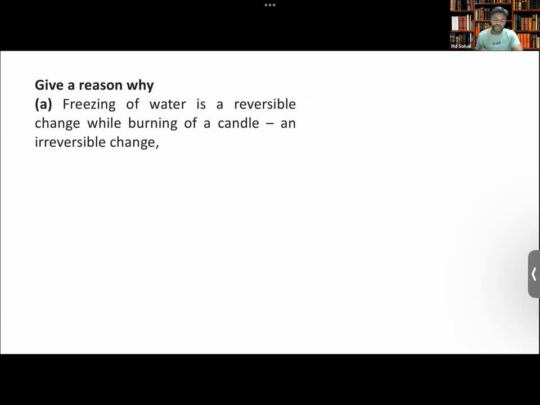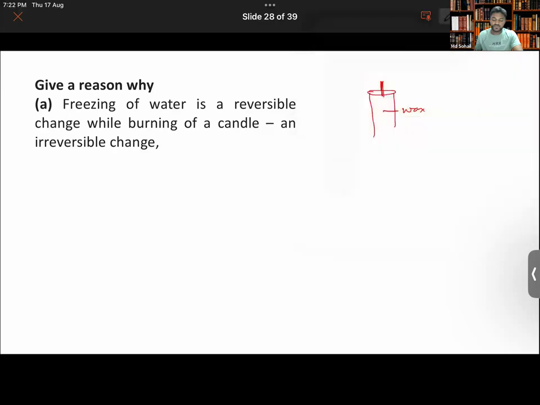Because there, what happened? In a candle, you have got its wax and you have got the thread as well. So when you are burning it, the wax changes to vapor of wax, and it is lost into the atmosphere in the surroundings. And the thread is also changing into what? Carbon particles, plus carbon dioxide gas. So that is the reason it's an irreversible change. And freezing, that you also explained, guys.